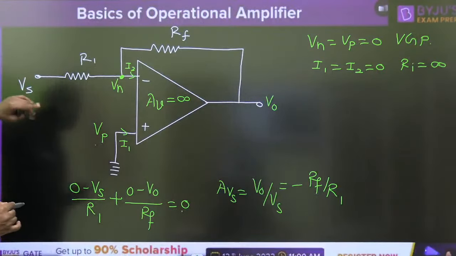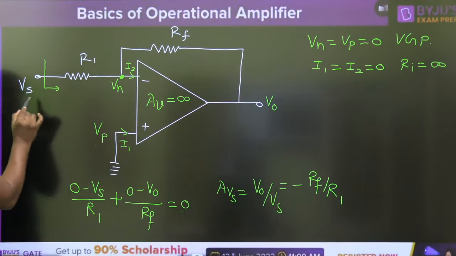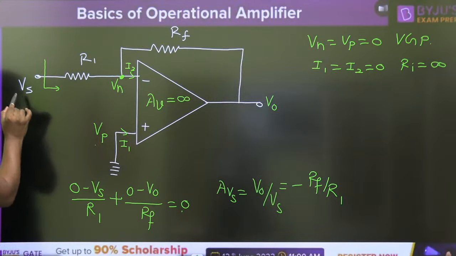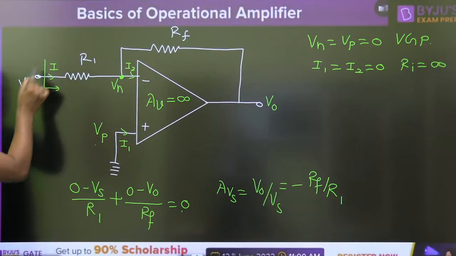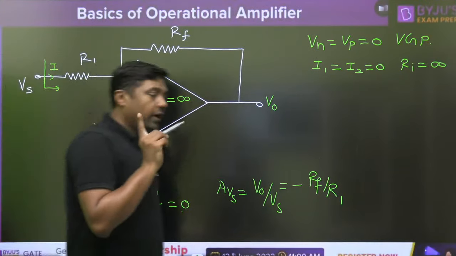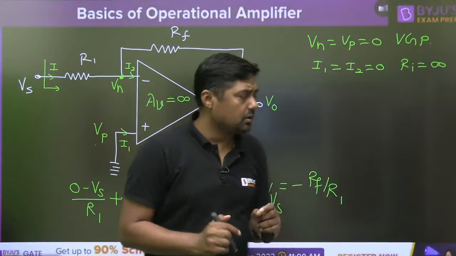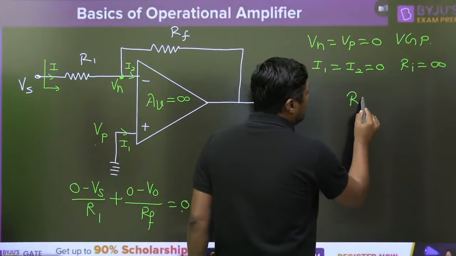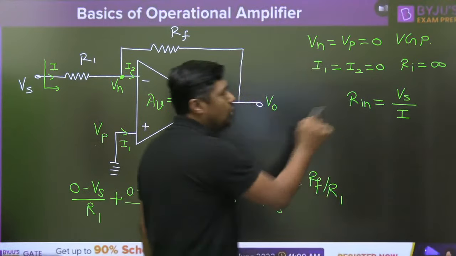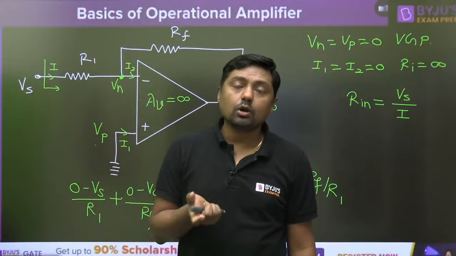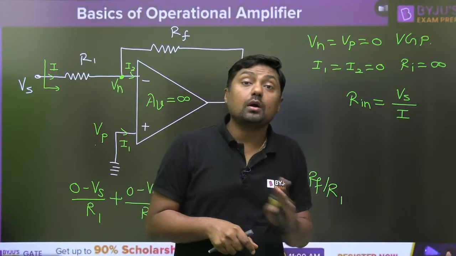Second thing, what is the input resistance seen by Vs? Always remember the input resistance seen by Vs, because this point is 0, the current given by this is I. Let this be the I current. When we are going to find the input resistance for any diagram, then simple logic: what is the value of the voltage, and what is the current given by that battery? Vs upon I will give you the input resistance.